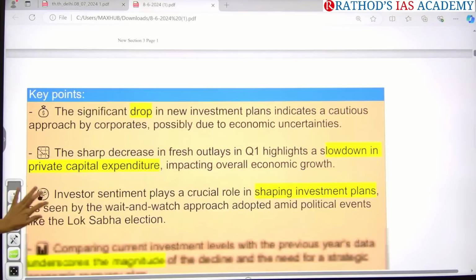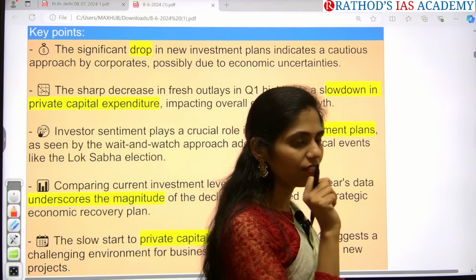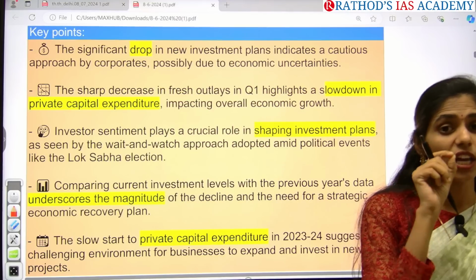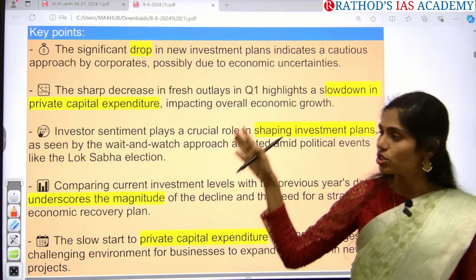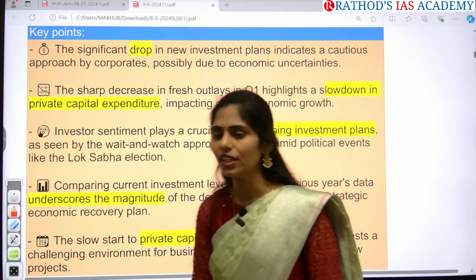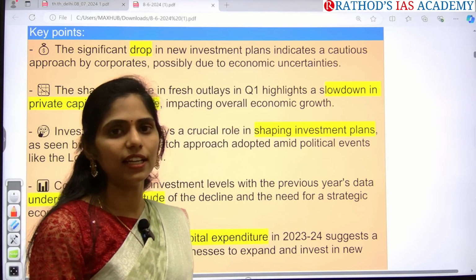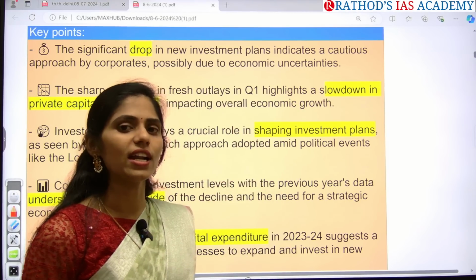Now let us look at the key points. There is no need to read each and every line and note down each and every word given in the article. Just focus on these key points. I will give not more than 5 to 7 key points from every article. Focus on that and try to understand it, and you can replicate that in your answers.